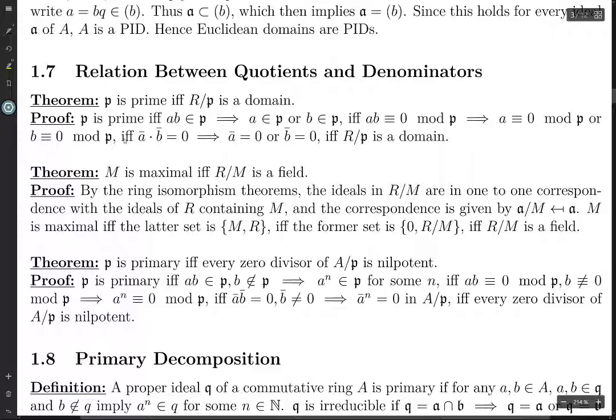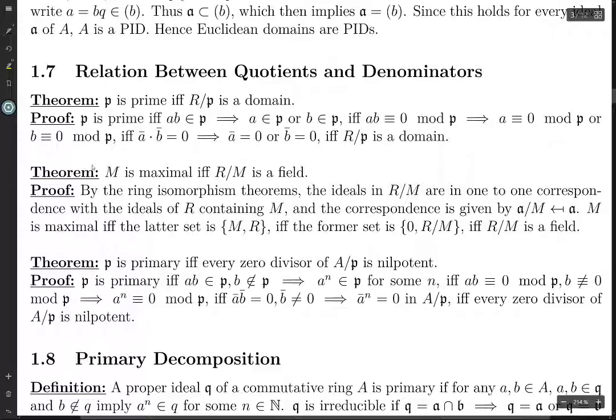So this is writing things as elements of R. Now if we move this into the language of the quotient space, it would say the A quotient times the B quotient equals 0 implies that the A quotient equals 0 or the B quotient equals 0. And this is for all A bar and B bar in the quotient ring R mod P. And this is precisely the definition of being a domain. So all these things are equivalent.